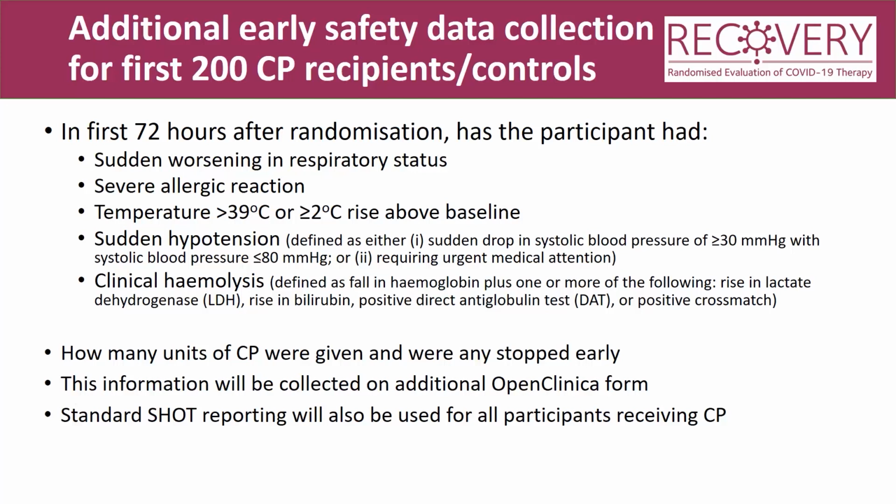We'll also ask you to record how many units of convalescent plasma were given and whether any were stopped early. And this information will be collected on an additional OpenClinica form, much like the main study follow-up form. In addition to this, as I've already said, standard serious hazards of transfusion reporting will also be used for all participants receiving convalescent plasma, and your transfusion lab and practitioners will be able to help with this.